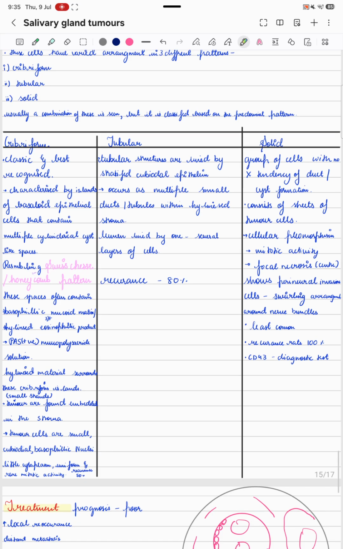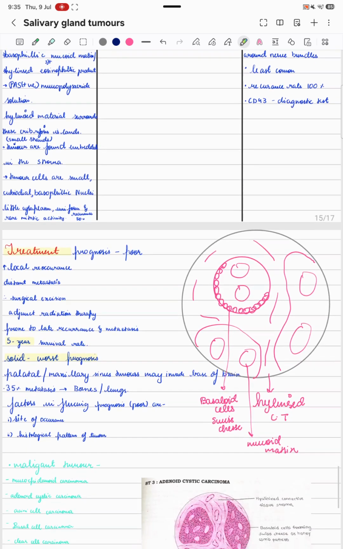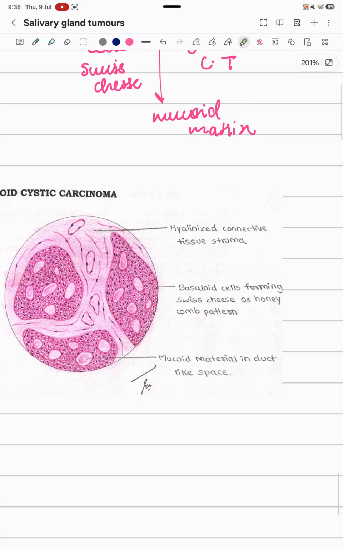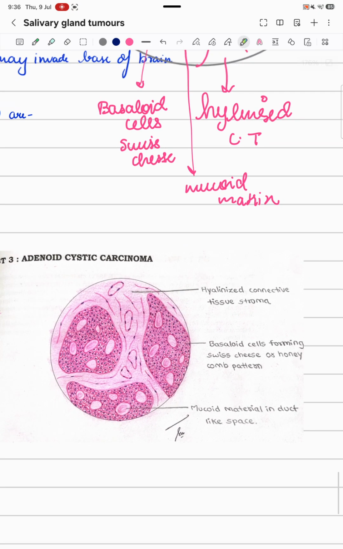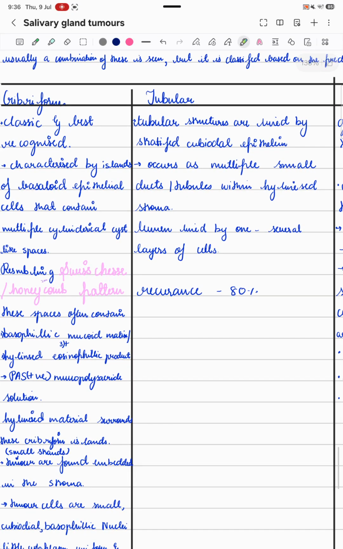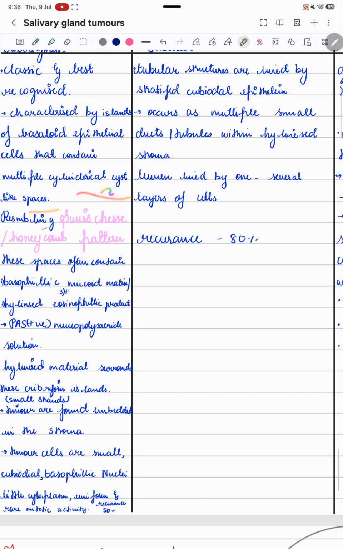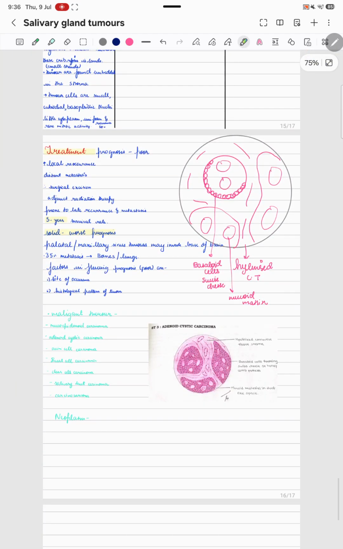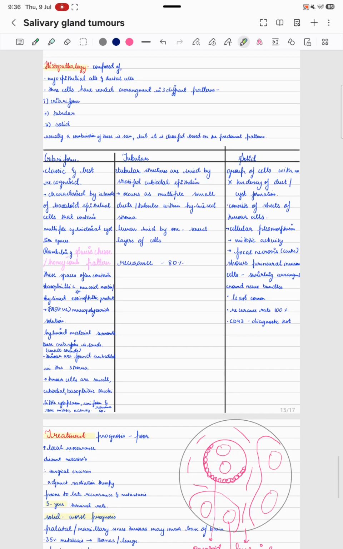It is characterized by islands of basaloid epithelial cells that contain multiple cylindrical cyst-like spaces. You will tell me which this is after I finish, in the comments. It resembles a Swiss cheese or honeycomb pattern, and these spaces are often basophilic.